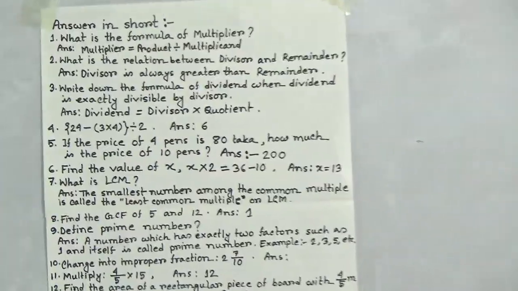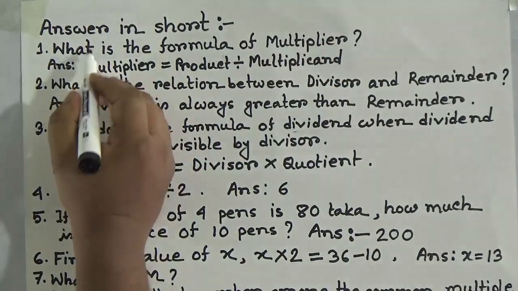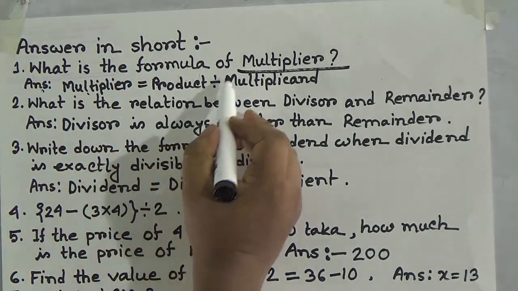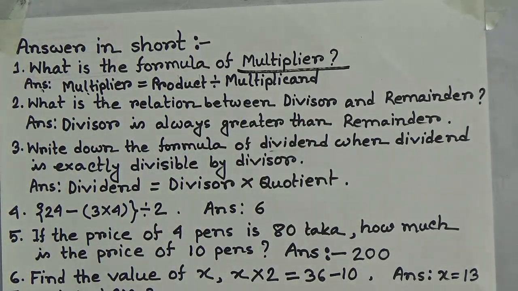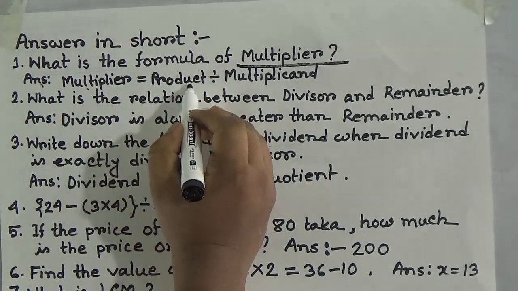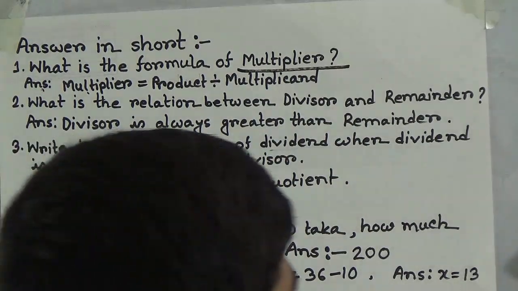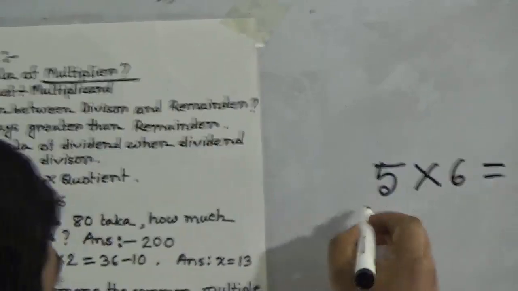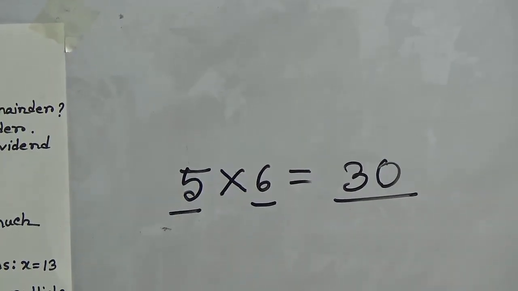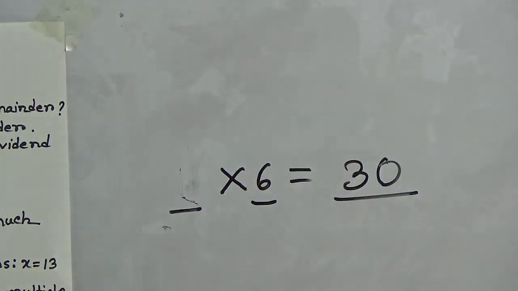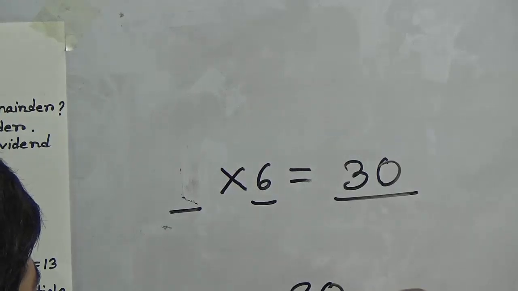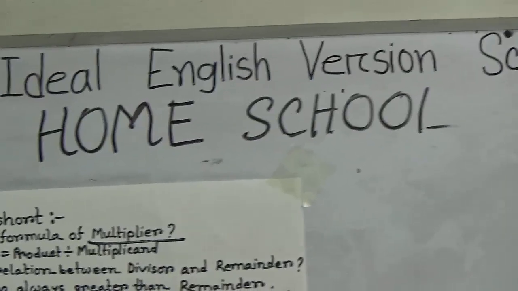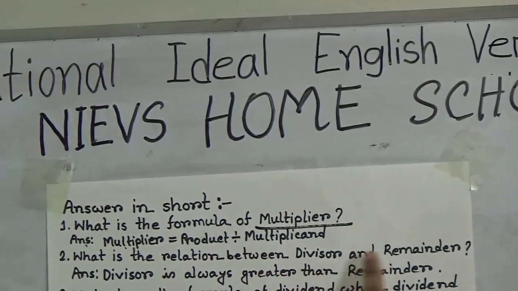Okay, the first question is, what is the formula of multiplier? The answer is multiplier equals product divided by multiplicand. Let us give an example. 5 multiplied by 6 will be 30. This 30 is the product, this 5 is the multiplicand and this 6 is the multiplier. We need to find the multiplier, so we divide 30 by 6 and we get the multiplier, that means 5. Do you understand?